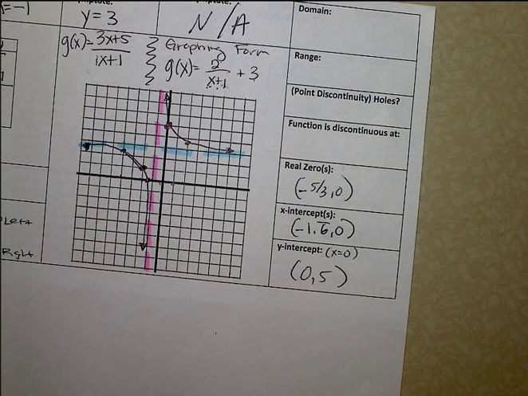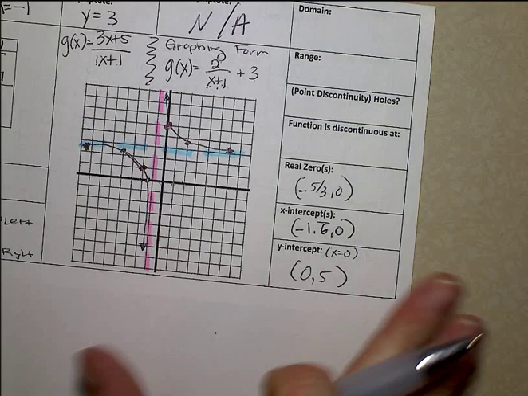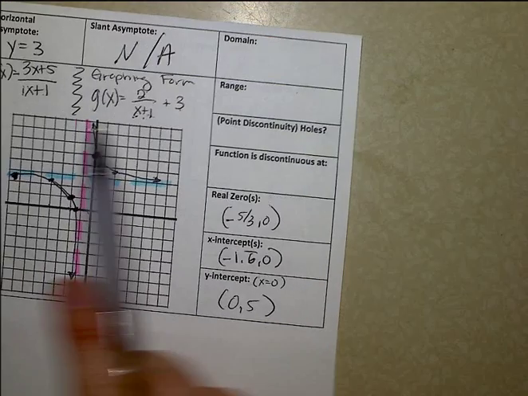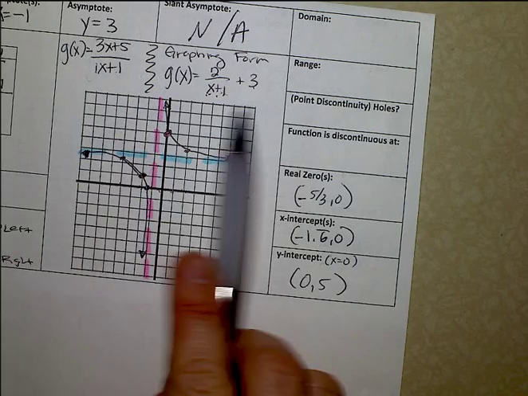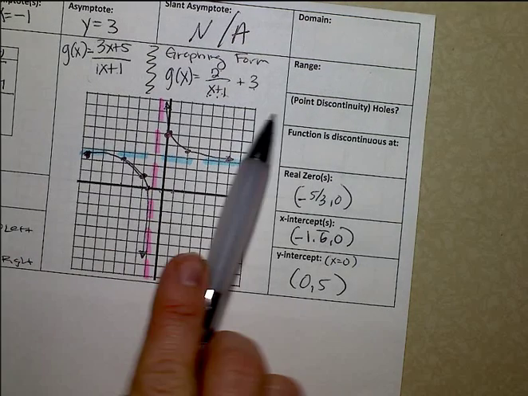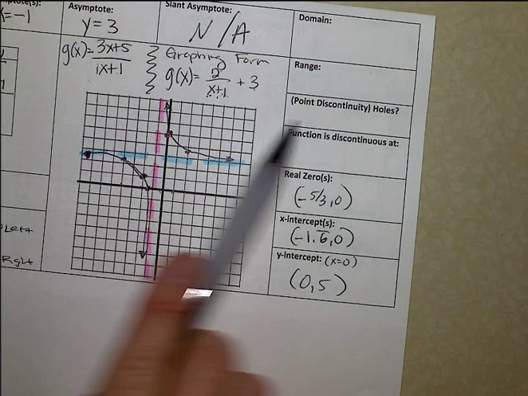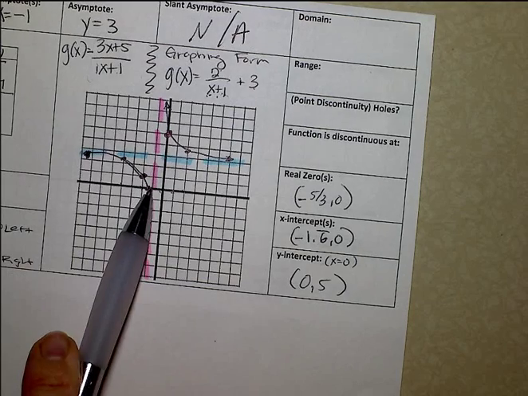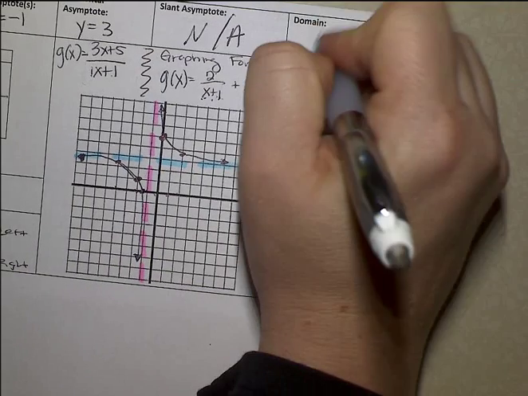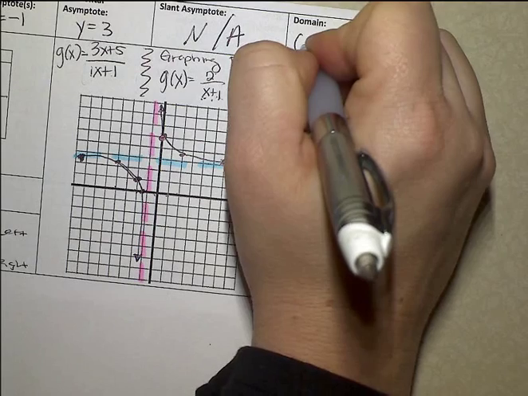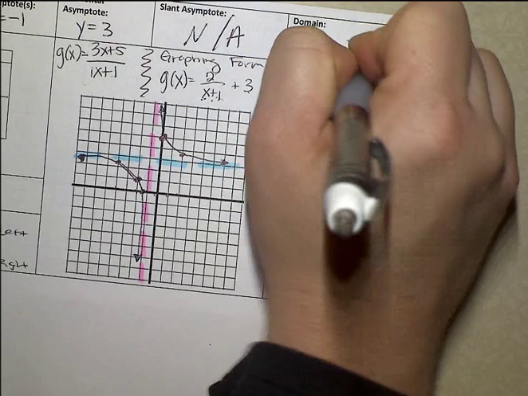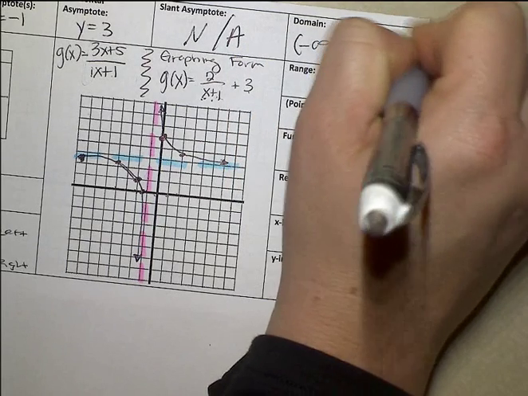Okay, domain and range. So let's do it just as interval notation. So again, your domain goes left to right. So it occurs for all real numbers except one number, and that number is negative 1. So it's going to be negative infinity to negative 1, and negative 1 to positive infinity.